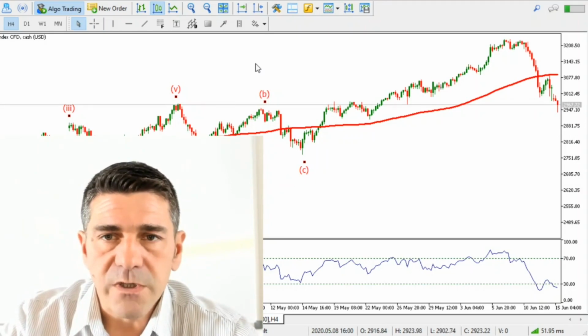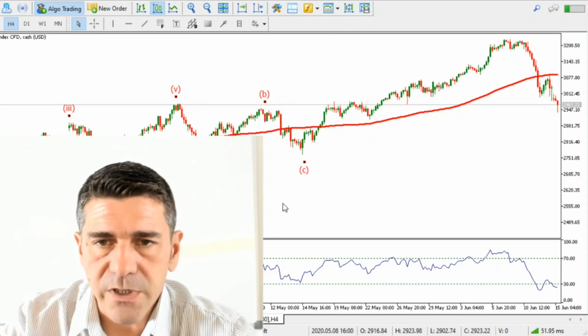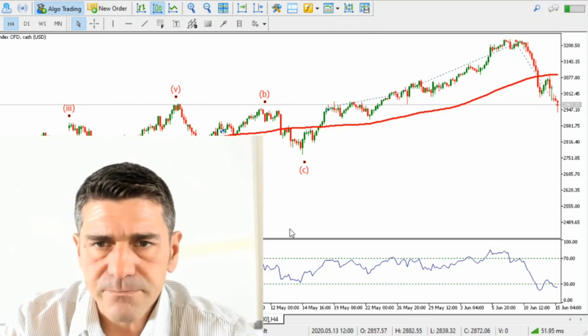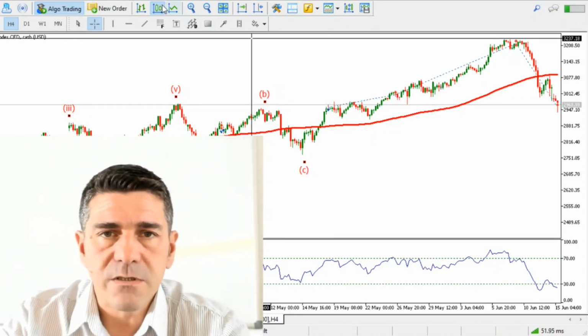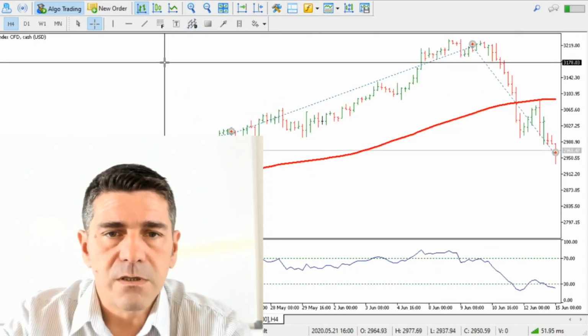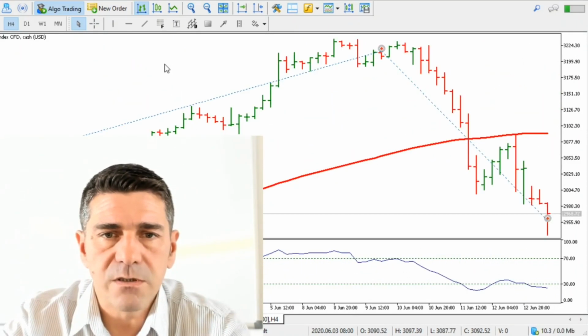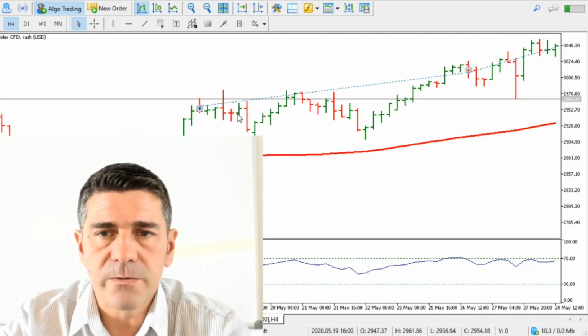So let me put here how it looks, my trading. Here it is. Let me transfer it here. I think this way is more seeable.